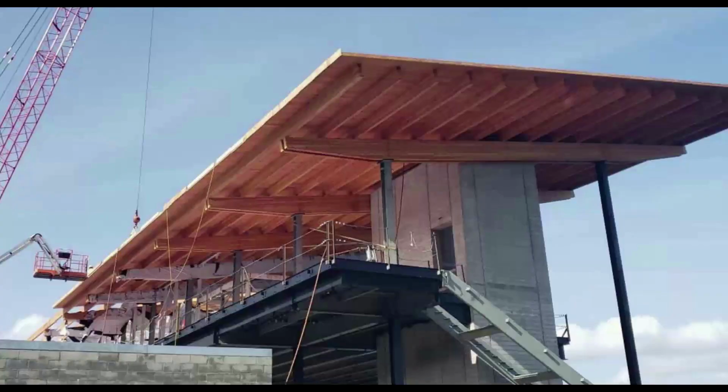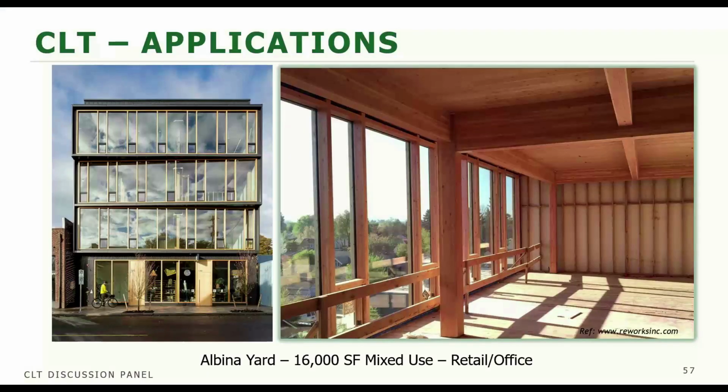Here's a picture of a ferry terminal in Mukilteo, Washington, an excellent use of CLT as the roof diaphragm, going into purlins, into a girder, into that concrete core. So what are some of the other applications? This is Albina Yard. This is a 16,000 square foot mixed-use building, 4 stories, retail and office space. Neat little building.